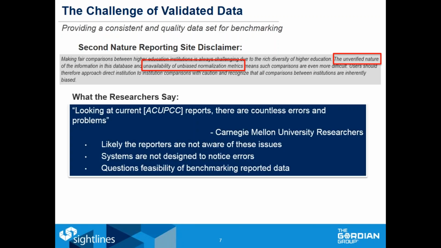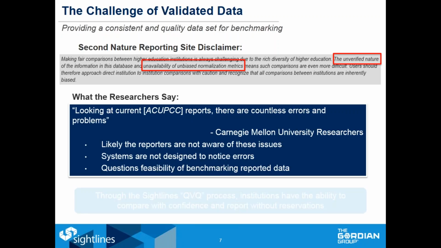A few years ago, researchers at Carnegie Mellon University took a deep look at the ACUPCC reports and found countless errors and problems. They surmised that the group was probably unaware that these issues existed in their reports and noted that the systems weren't really designed to pick up errors, and as a result, it's not really feasible to benchmark this data.